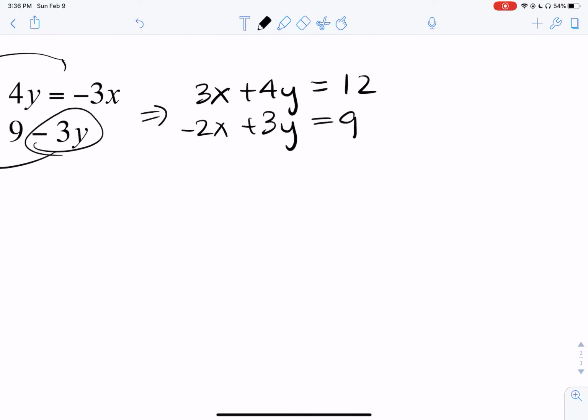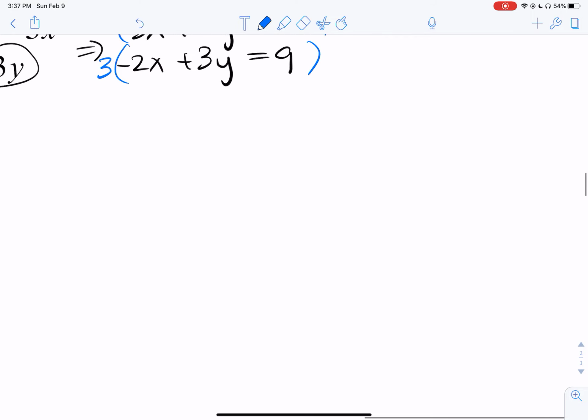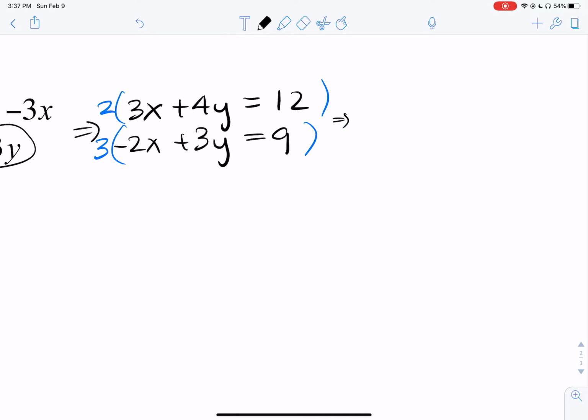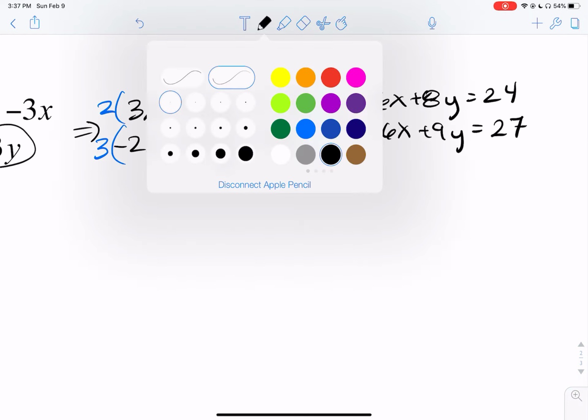So I'm going to eliminate the x terms, since they're already different signs, and multiply the top and the bottom by 2 and 3 respectively. And we're going to end up with the following. Multiplying the top by 2, we end up with 6x plus 8y is equal to 24. And the bottom, we end up with negative 6x plus 9y is equal to 27.